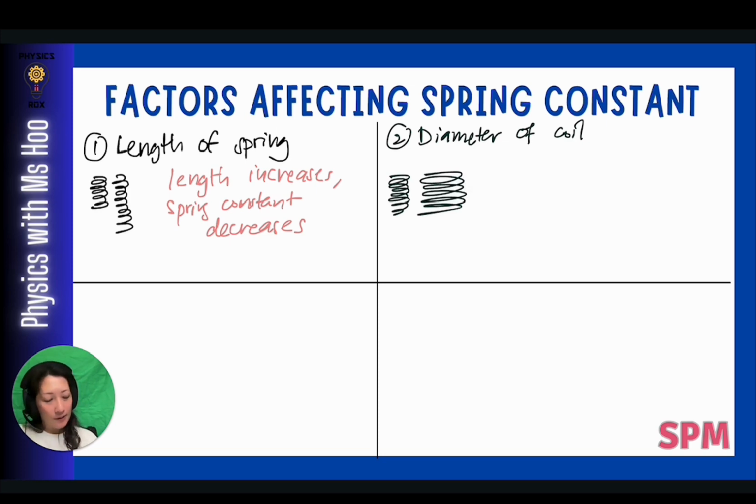So the relationship here is that when the diameter of the coil increases, the spring constant decreases.